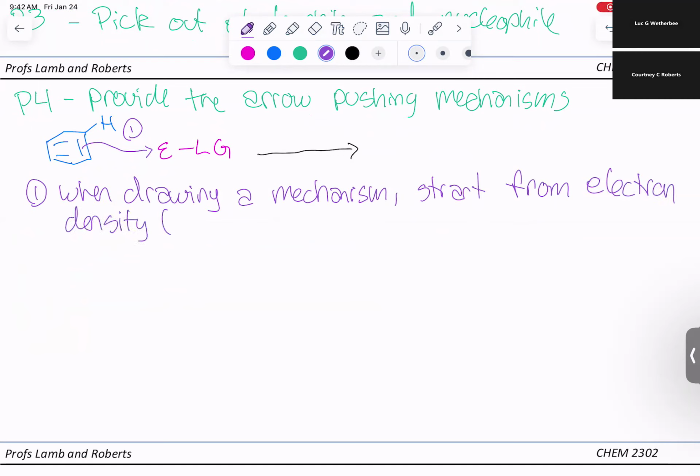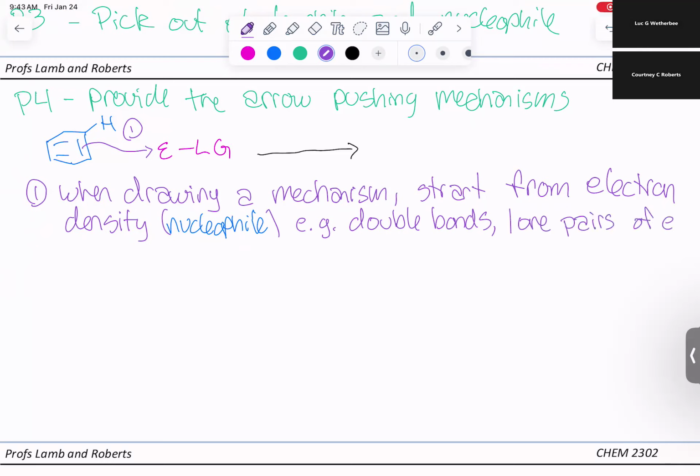Right, so this is our nucleophile. I oftentimes see people pushing an arrow from H plus that has no lone pairs of electrons or electron density. So electron density generally comes from double bonds. So in this case, that's where we started from. And it comes oftentimes from lone pairs of electrons. So we often abbreviate electrons as e minus. All right. So that's generally where we need to start our arrows.